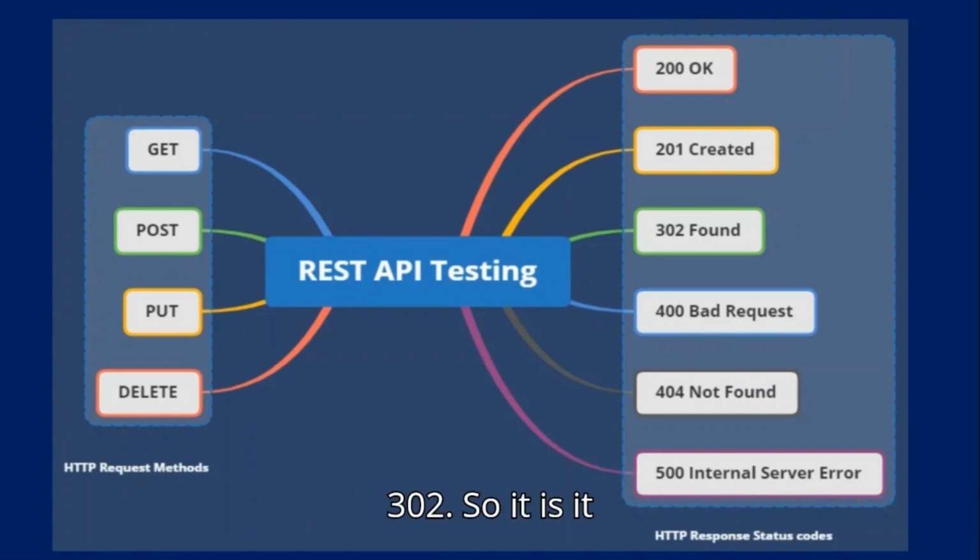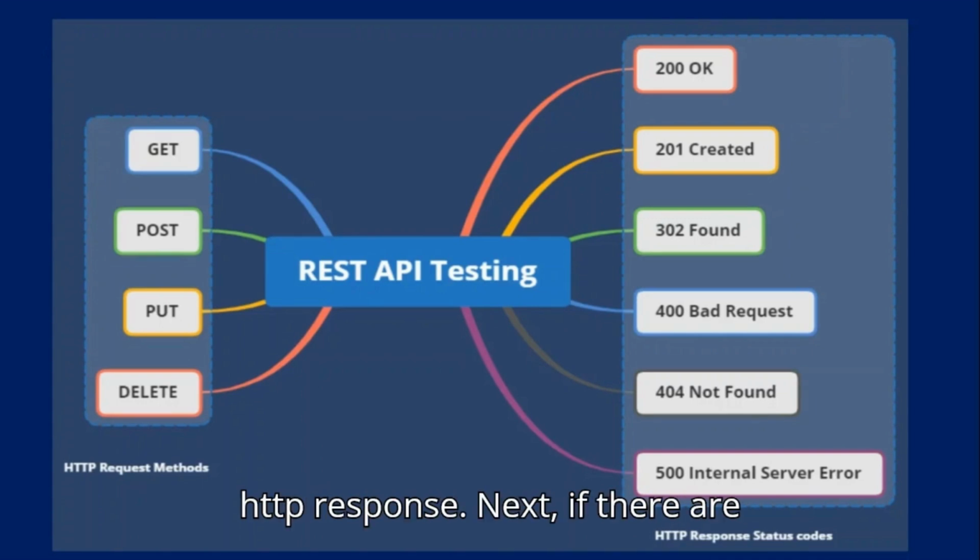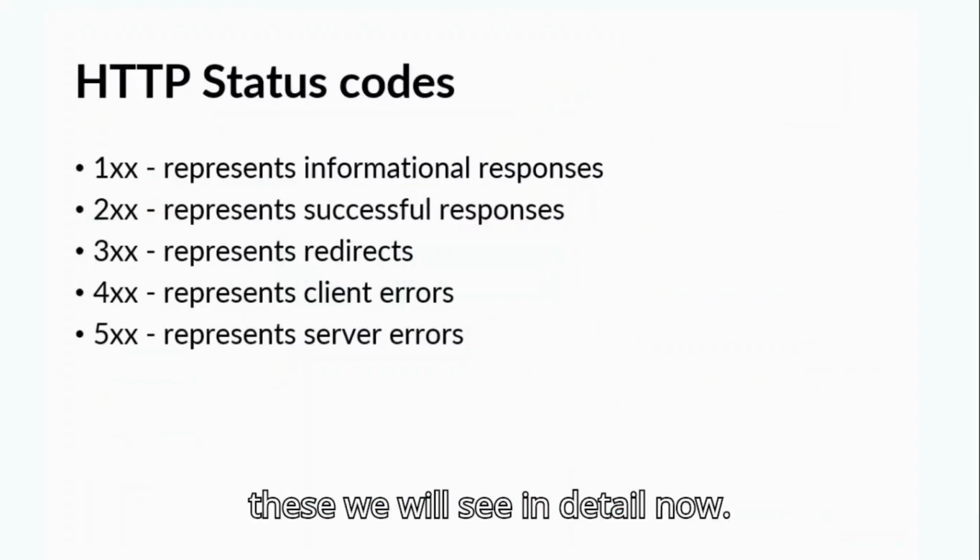Next is 302, which indicates found. When we are sending a post request, we want a new resource to be created on the server side. At that time, if it is successful, you will get 302 found as the status code in the HTTP response. Next, if there are any issues when processing the request, the server returns a status code like 400 bad request. Next is 404 not found. Next is 500 internal server error. All these we will see in detail now.